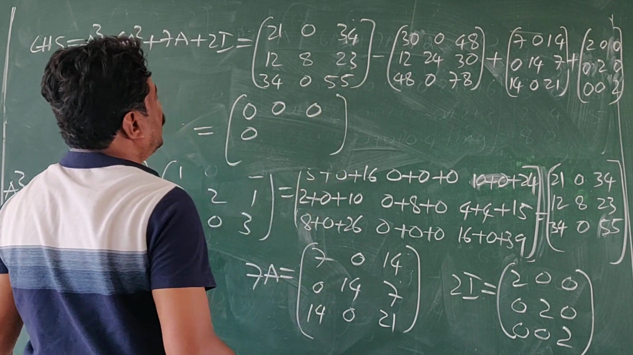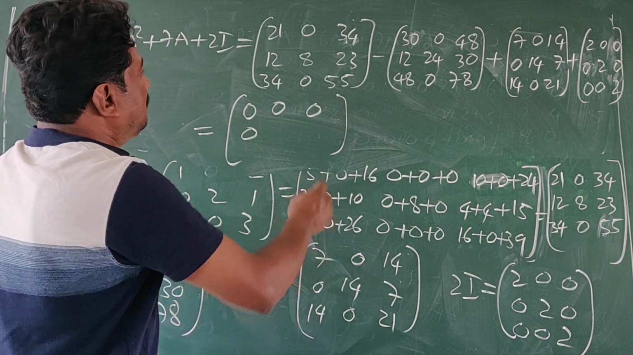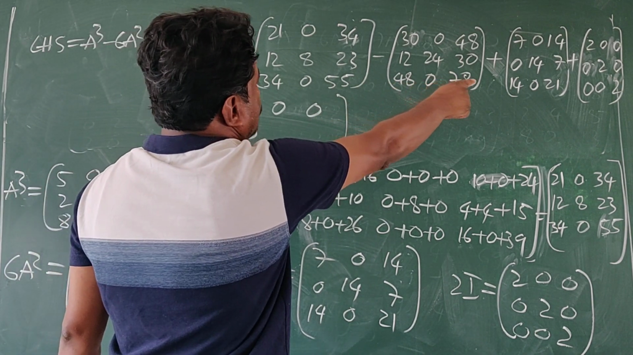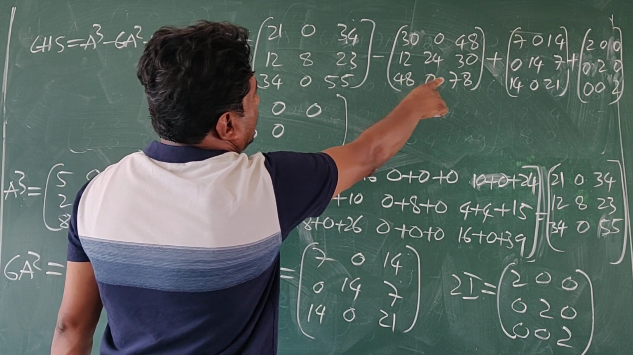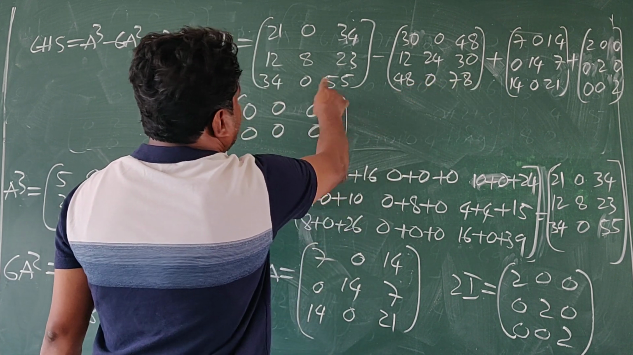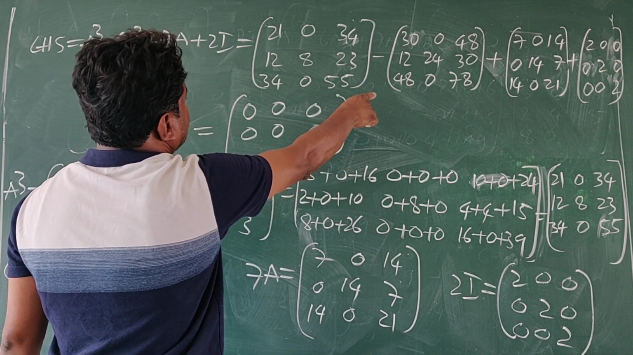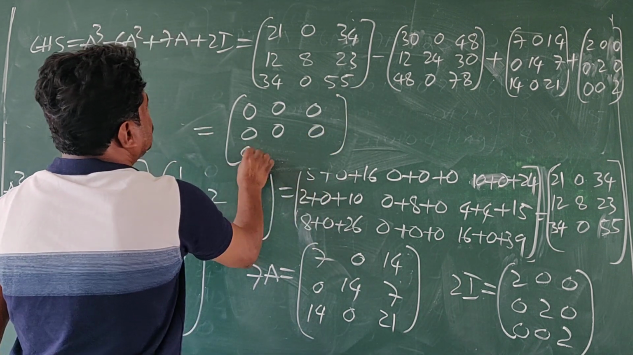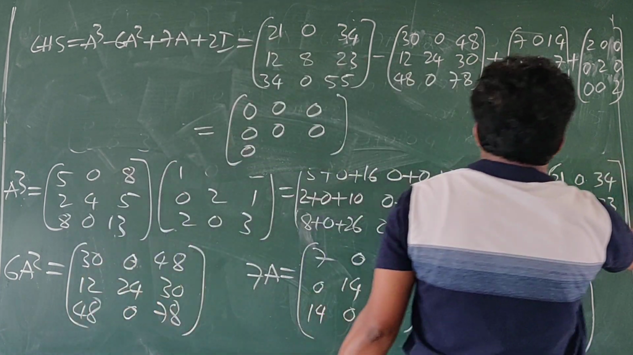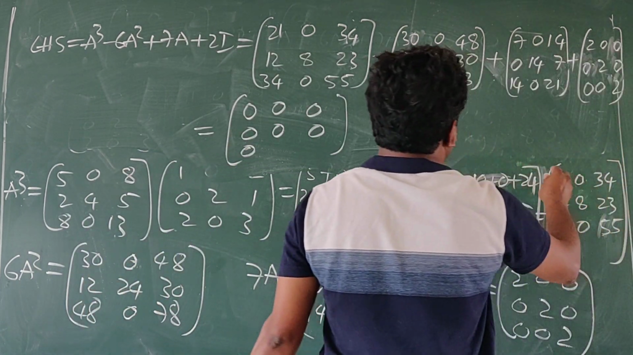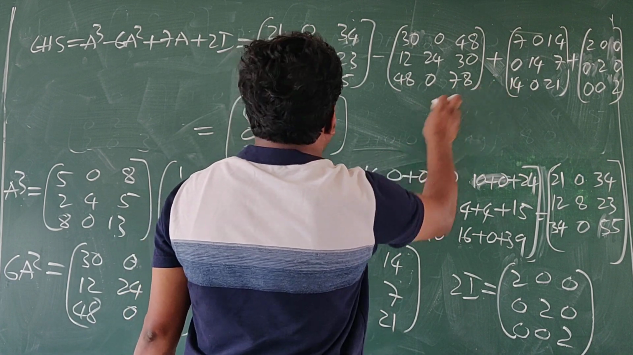8 minus 24, minus 16, minus 16 plus 14, minus 2 plus 2, 0. 23 minus 30, minus 7 plus 7, 0. 34 minus 48, minus 14, plus 14 minus 14, 0. So 55 minus 78, minus 23, minus 23 plus 21, minus 2 plus 2, 0.